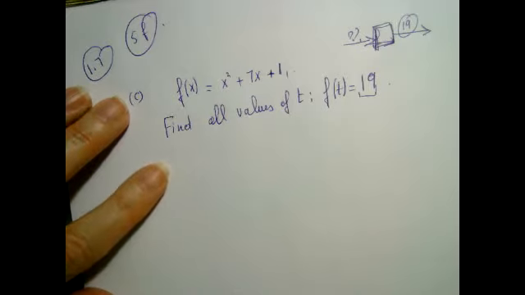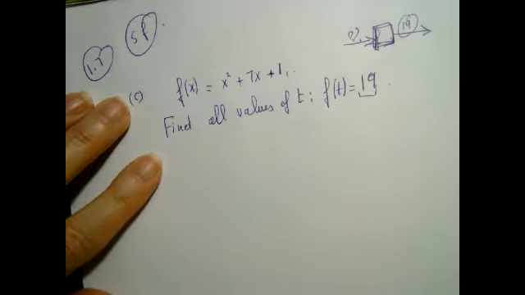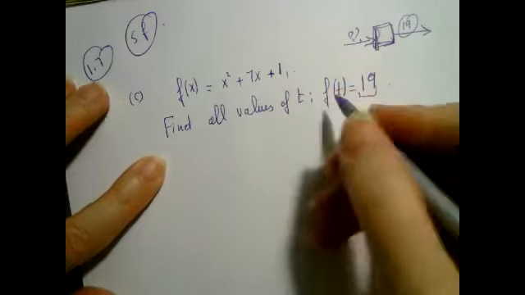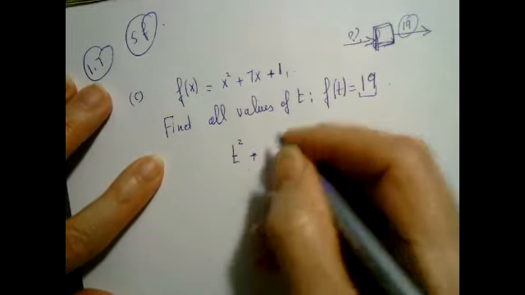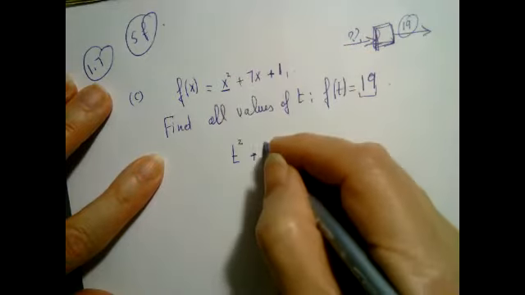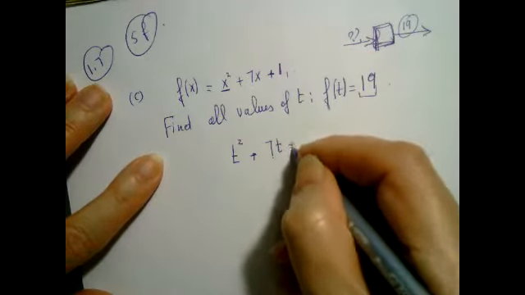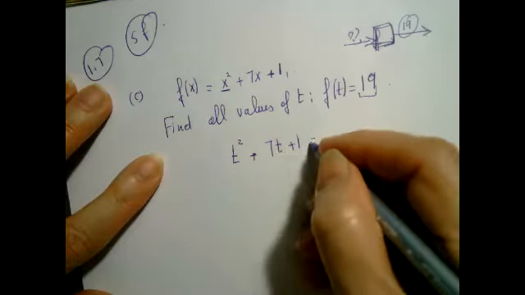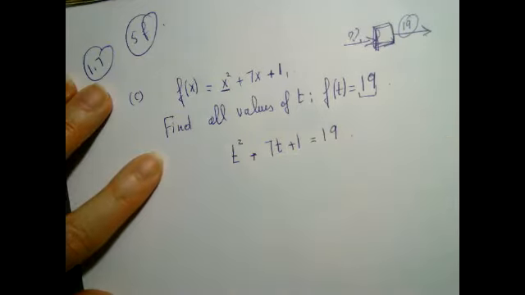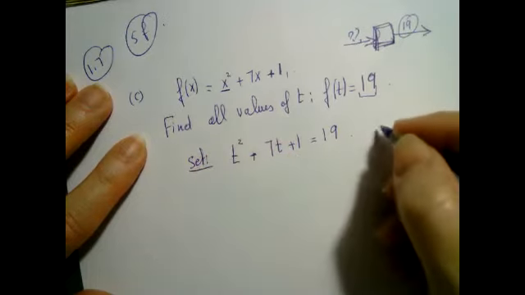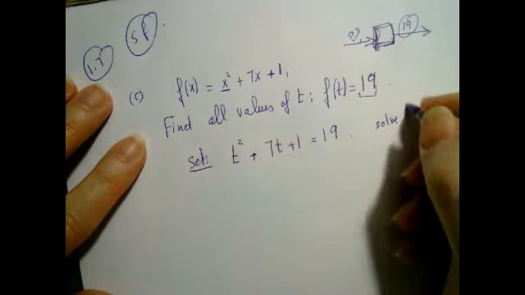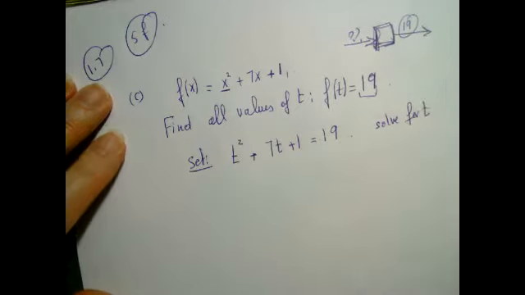So wouldn't you make that x a t cubed plus 7t plus 1 equals 19? Exactly. So basically we're asking what should be the input? That's really what the problem is. What should I put here, so that the output will be 19? So we're going to set this equal to 19 and solve.